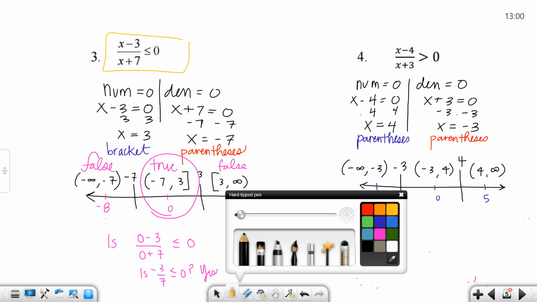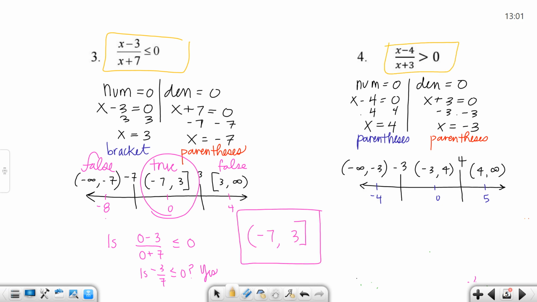Remember, I'm going to plug it into the yellow box right up here, and I'm going to see if it's true or false. If I plug in 0, I get 0 minus 4 over 0 plus 3, and I'm looking to see if this is greater than 0. So this is a negative 4 over 3. Is negative 4/3 greater than 0? No. A negative number cannot be greater than 0. So that means that this one's going to be false. So if the middle's false and they alternate, then the right side would be true. So it would go true, false, true.